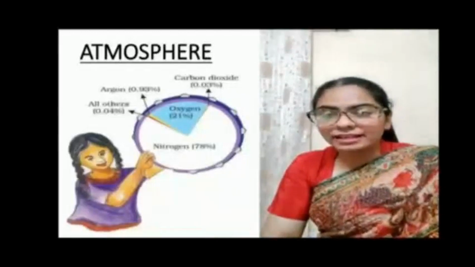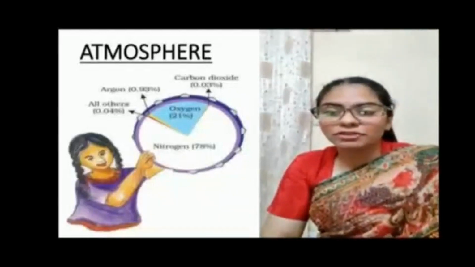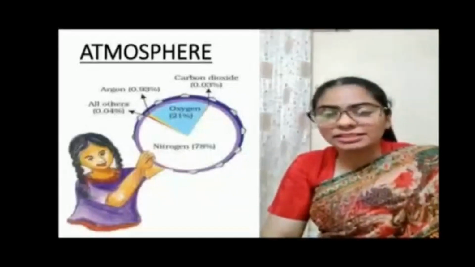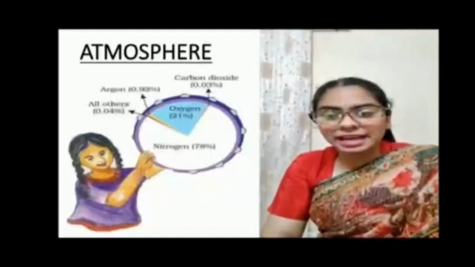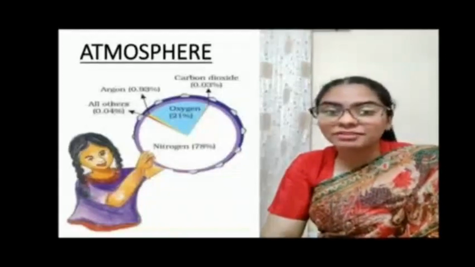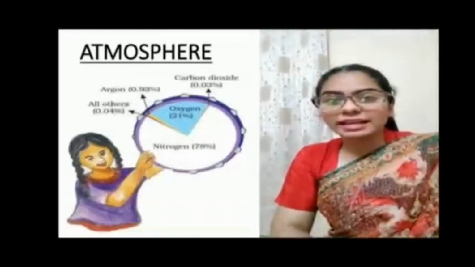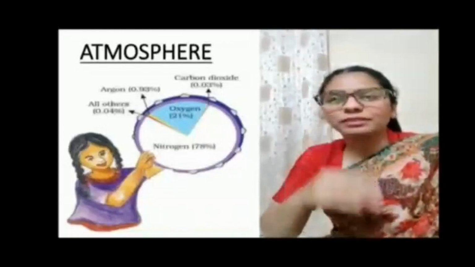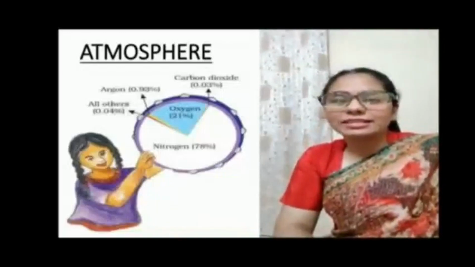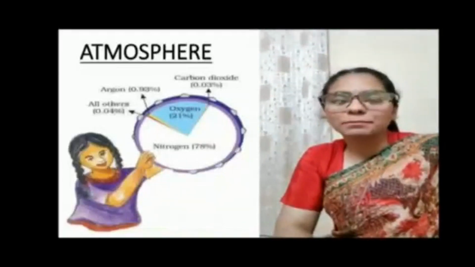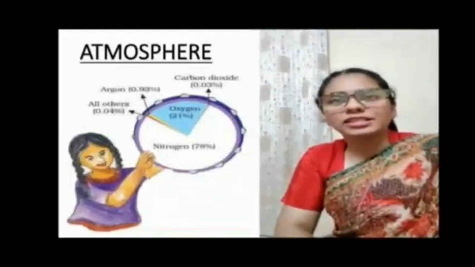When we inhale, we take some amount of nitrogen in our lungs and exhale it. But plants need nitrogen for their survival. They cannot take nitrogen directly from the air. Bacteria that live in the soil and roots of some plants take nitrogen from the air and change its form so that plants can use it.